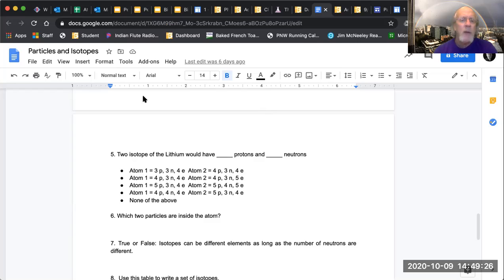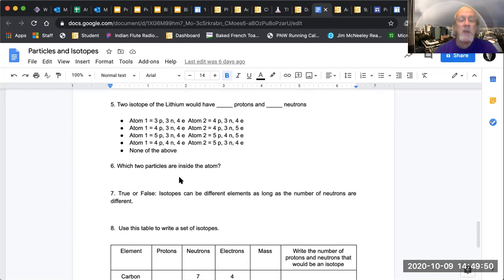And number 3, 5 and 5, good. The protons match. 3 and 4, the neutrons do not match. That's an isotope pair. Atom 1 and atom 2 are isotopes. All right, we'll check the fourth one, 4 protons, 5 protons. No, that's not going to work because they are not the same element. So there's only one in here that represents an isotope pair.